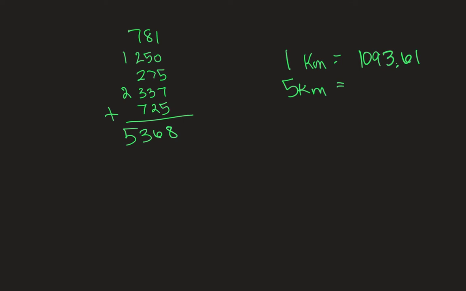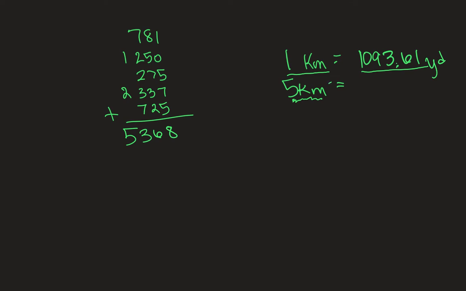Okay, so in this video, we're deciding how many more yards we need, and we're designing a 5-kilometer course. So we're going to add up the yards that we have from the table, and we're going to get 5,368. Then we need this information that 1 kilometer equals 1,093.61 yards.